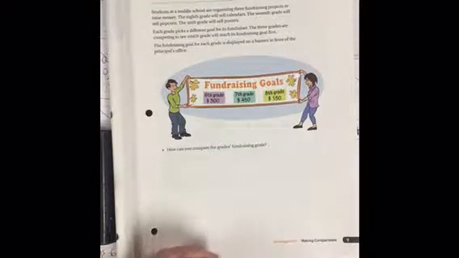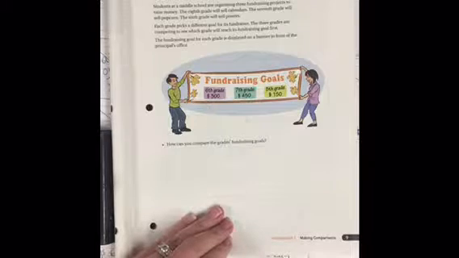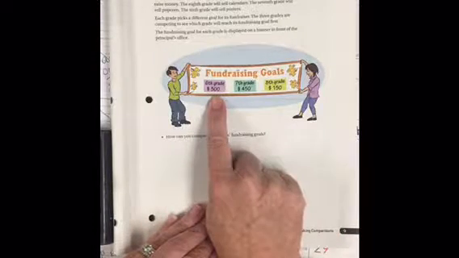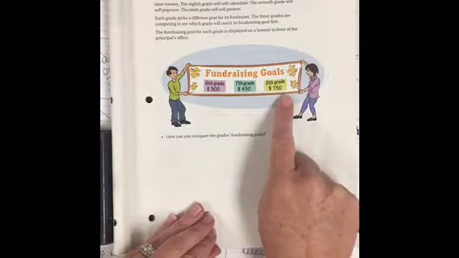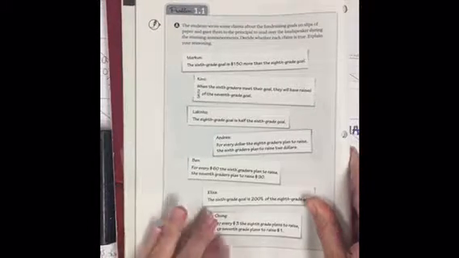Students at a middle school are organizing 3 fundraising projects to raise money. The 8th grade will sell calendars. The 7th grade will sell popcorn. The 6th grade will sell posters. Each grade picks a different goal for its fundraiser. The 3 grades are competing to see which grade will reach its fundraising goal first. The fundraising goal for each grade is displayed on a banner in front of the principal's office. So we have 6th grade trying to make $300, 7th grade is trying to make $450, and 8th grade is trying to make $150.